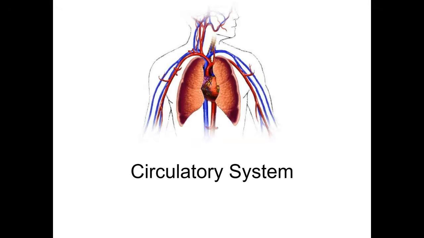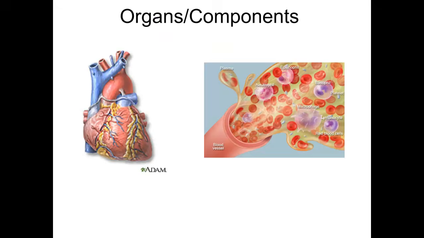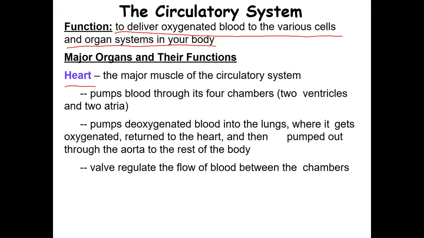Next is the circulatory system, sometimes also called the cardiovascular system. It brings oxygen, nutrients, and hormones to cells, fights infections, removes cell waste, regulates body temperature. And this is your heart and blood vessels.